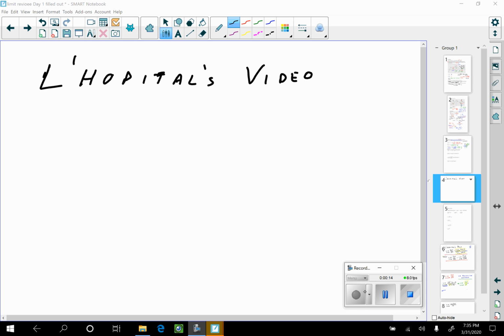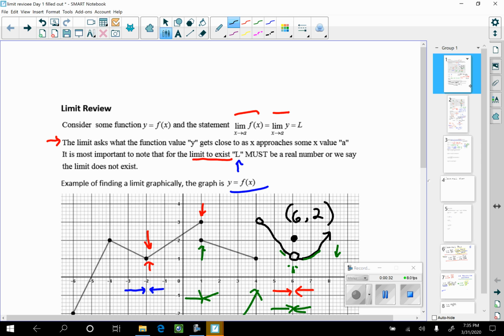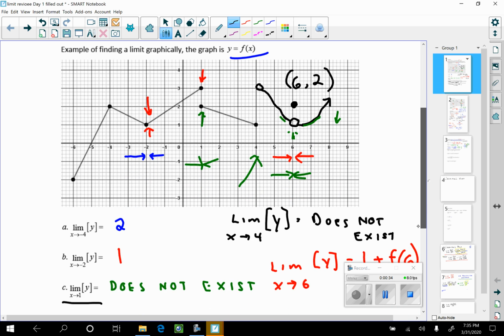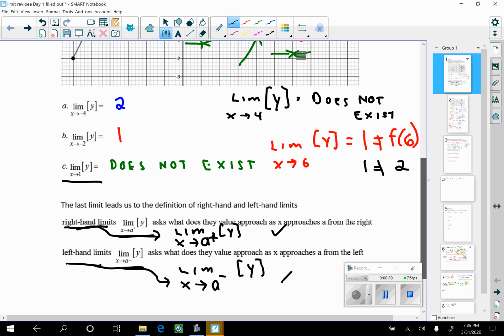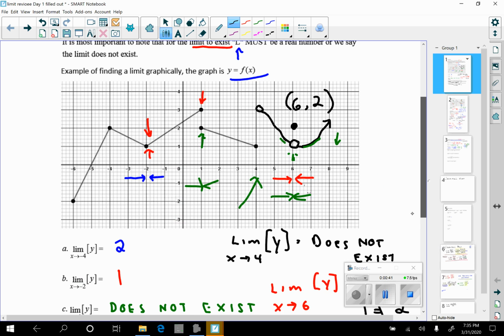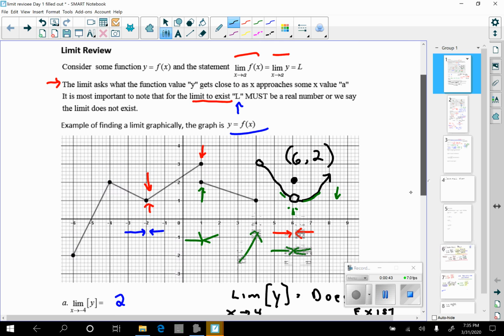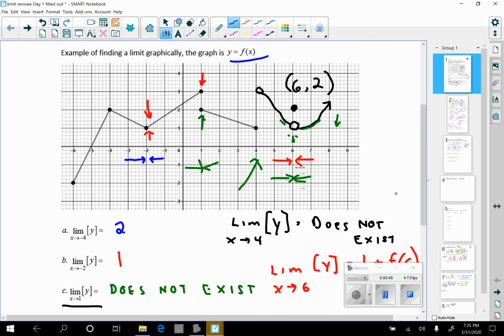I'm going to continue using the same Smart Notebook file that I had before on the first limit review. So this is going to be called Limit Review 2, or the L'Hôpital's video. But if I go back here, the first part of day one limit review talked about these graphical limits, and this is on that first video. This is going to be an important topic. This is certainly a topic that you're going to need to understand, graphical limits.